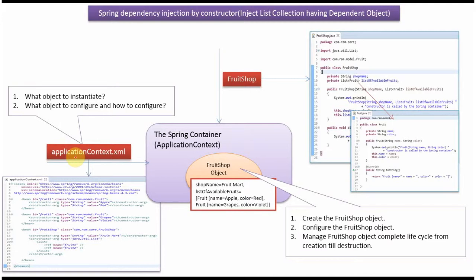What object to instantiate, what object to configure and how to configure, this information will be there in the Spring configuration file. In this example we have specified fruit1 object, fruit2 object and fruit shop object. These objects should be created by the Spring container using constructor dependency injection. The Spring container reads this Spring configuration file, creates the fruit shop object, configures it and manages the complete life cycle of the fruit shop object.